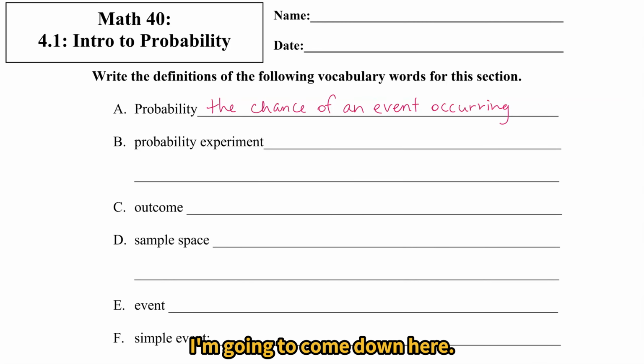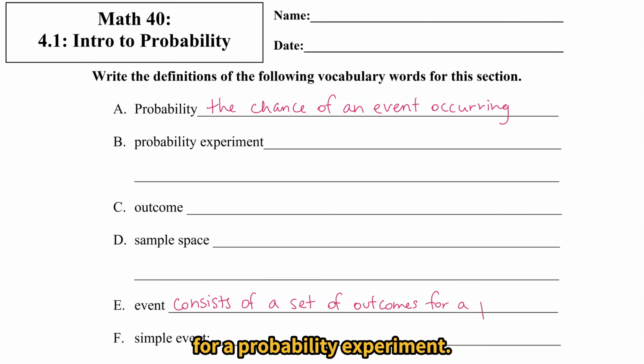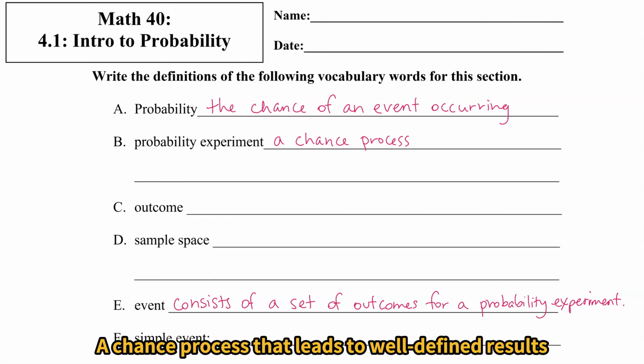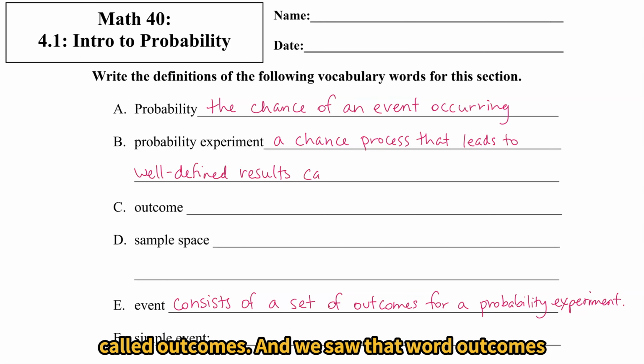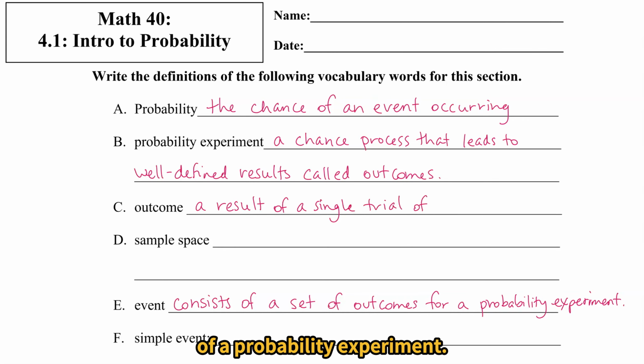I'm going to come down here. An event consists of a set of outcomes for a probability experiment. But wait, what's a probability experiment? A chance process that leads to well-defined results called outcomes. And we saw that word outcomes before. An outcome is a result of a single trial of a probability experiment.